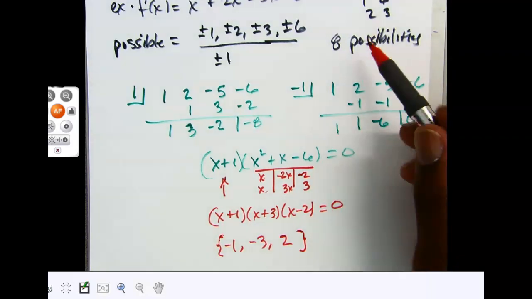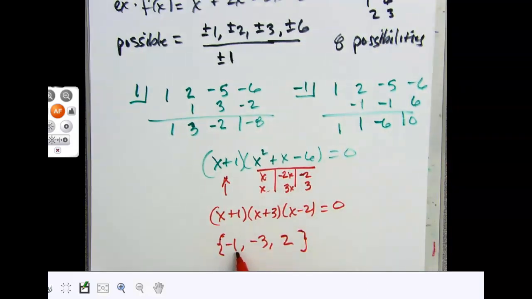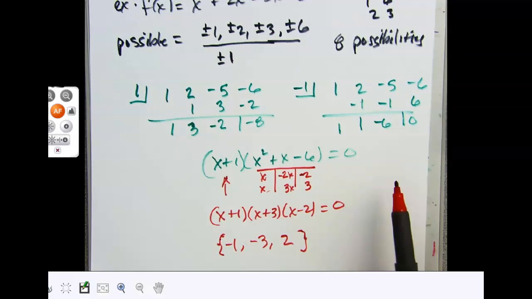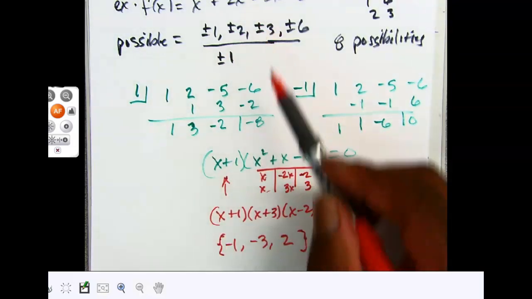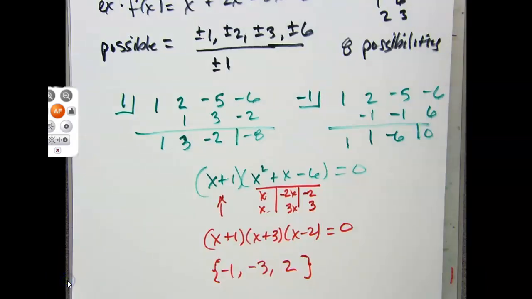So we had 8 possibilities. Notice that out of all of your possibilities, we ended up with negative 1, which was a possibility here, negative 3, and 2. So all of your rational solutions will come from your set of possibilities. So we had 8 possibilities, only 3 worked, so that means that 5 did not work. So when you're testing these out, sometimes we just get a little lucky with how we choose them. Okay, let's go ahead and try another one.